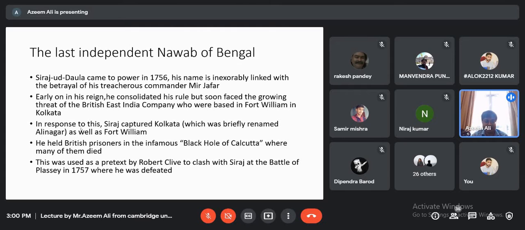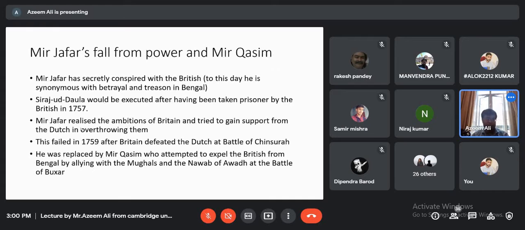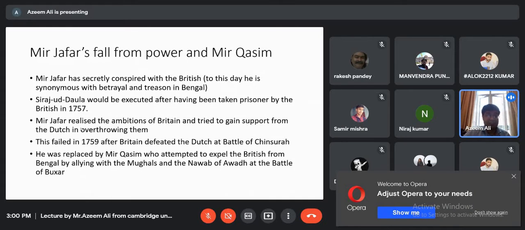And this was used as a pretext by Robert Clive to clash with Siraj at the Battle of Plassey in 1757, where Siraj-ud-Dawla was defeated. Mir Jafar had secretly conspired with the British, and because of this, even today he's synonymous with betrayal and treason. Siraj-ud-Dawla was executed after having been taken prisoner by Britain in 1757.